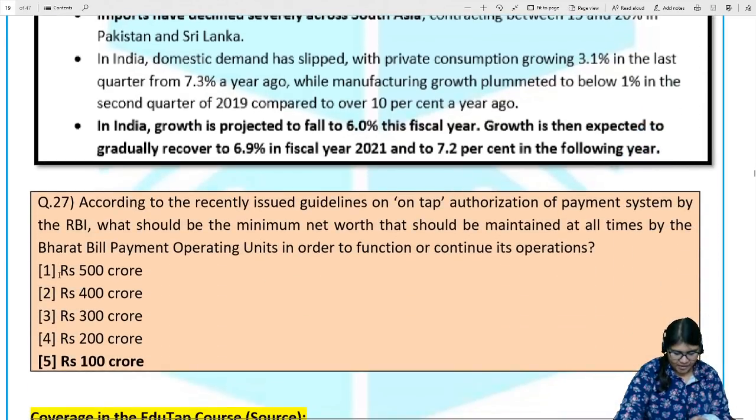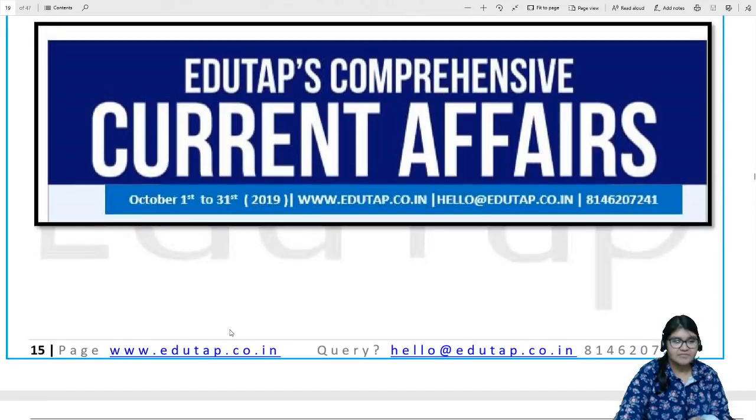Next question. According to the recently issued guidelines on authorization of payment systems by the RBI, what should be the minimum net worth that should be maintained at all times by the Bharat Bill Payment Operating Units in order to function or continue its operation? The answer is 100 crores.